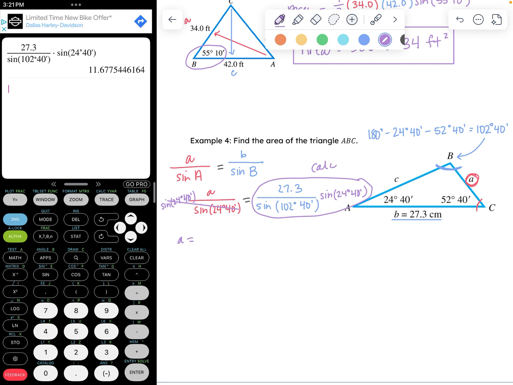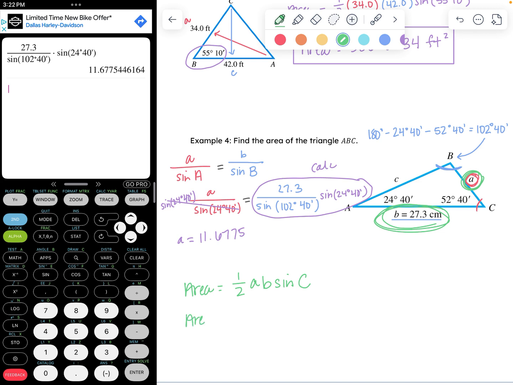Not necessarily the best decimal, right? So it is like 11.6775. Remember, we want to use exact values, so I'm just going to leave that in my calculator for right now, and I'm going to use that when I go through and find my area. So when I am finding my area, let's do it in green. Remember, it's going to be 1/2, and I just found side A, and I have side B, so that's going to be A, B, which means I'm going to have the sine of angle C.